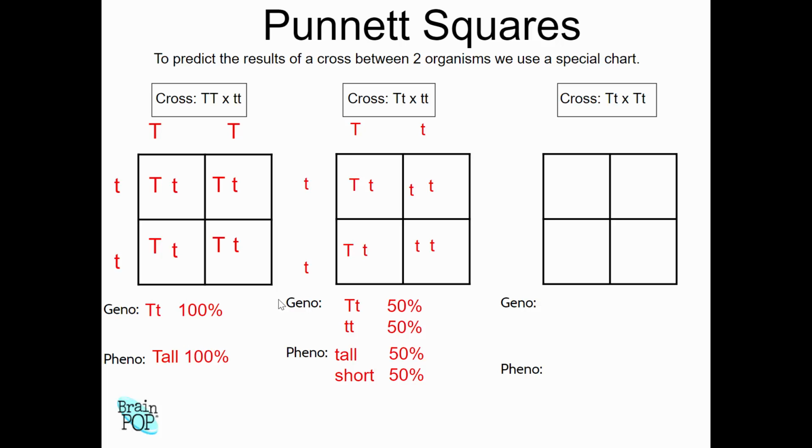All right, let's do this last one. You guys do this one on your own. Two heterozygous parents. So, go ahead. Complete that Punnett square and fill in the bottom as well.